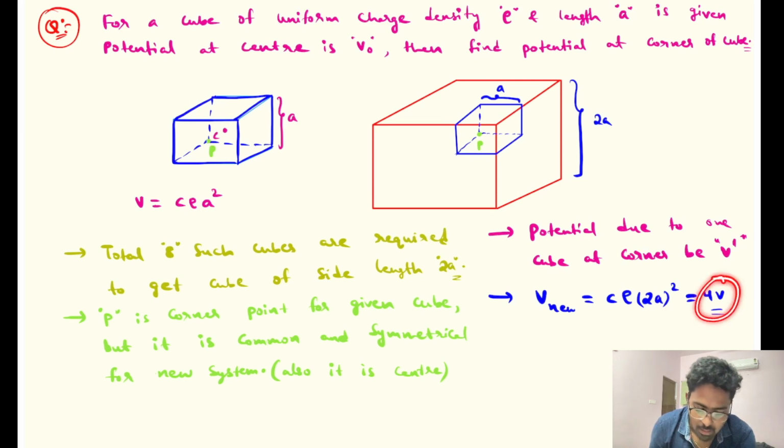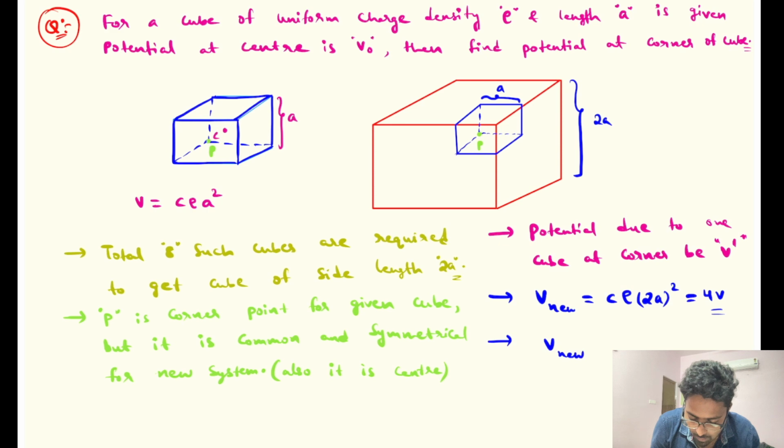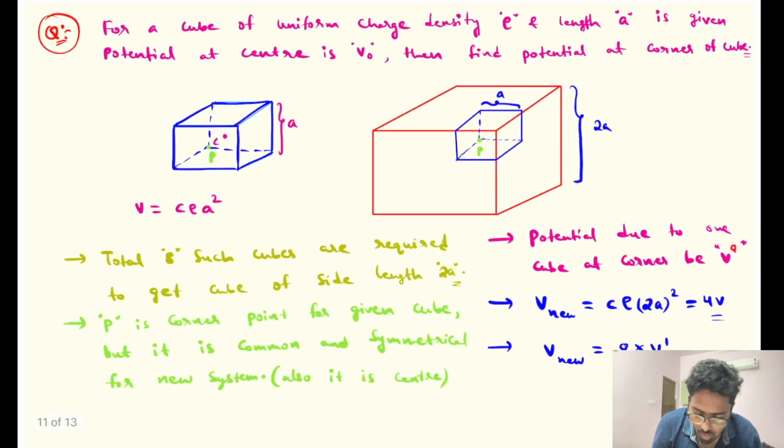But you need to understand this 4V potential at the center is because of 8 similar cubes of the dimensions that we required. So V new is 8 into the potential due to each cube, which I already considered as V dash. So if you substitute, V dash will become 4V by 8, which is equal to V by 2.